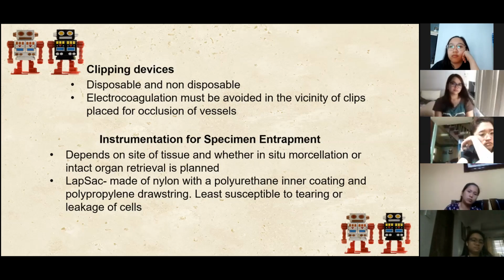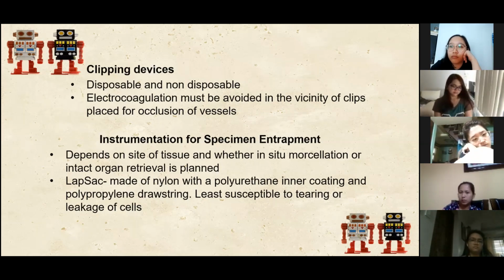For instrumentation for specimen entrapment, it depends on the site of the tissue and whether in situ morcellation or intact organ retrieval is planned. So you have your lap sac made of nylon with polyurethane inner coating and polypropylene drawstring, and it is the least susceptible to tearing or leakage of cells.